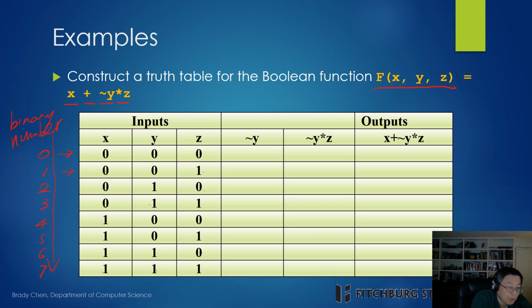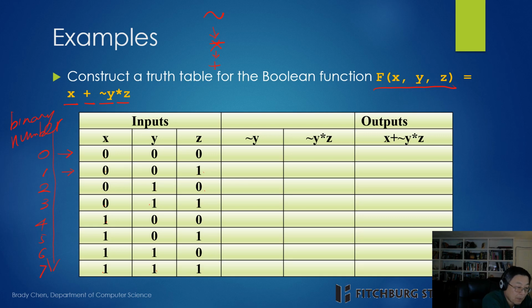Now, to build the truth table, we need to calculate the values of a smaller portion first, based on the rule of precedence. The rule of precedence says which operator we're going to evaluate first. Yes, that's right. The not operation is going to be evaluated first, and then the AND operation, and then the OR operation.